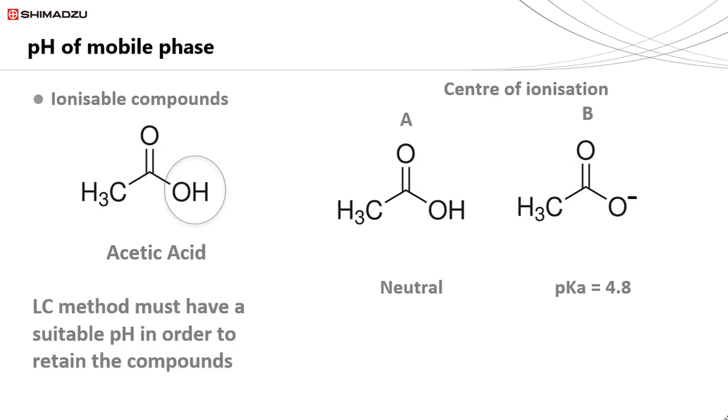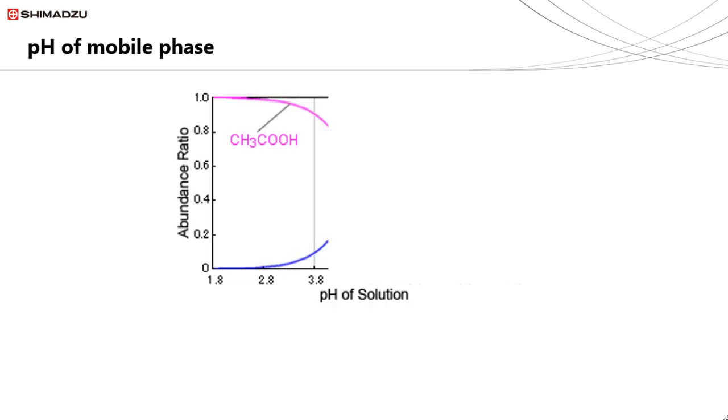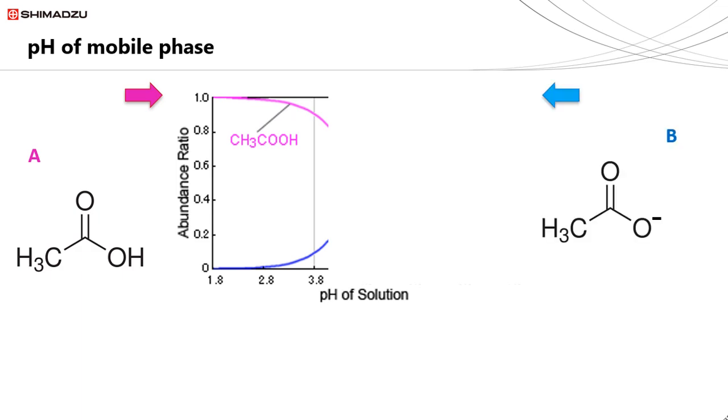In order to alter the retention of the compounds, we can alter the pH. So what effect does this have when changing the pH? We can map the amount of each ionisable state of acetic acid as we change the pH from low pH to high pH. Compound A will start at high amounts and compound B will start at lower amounts.